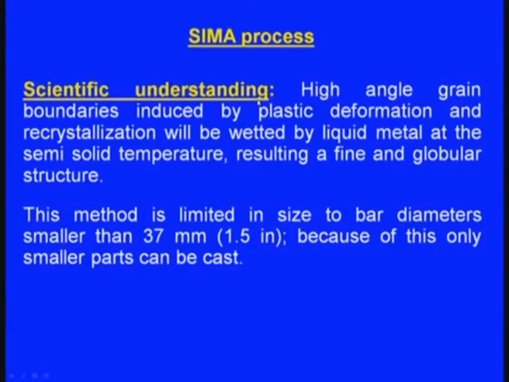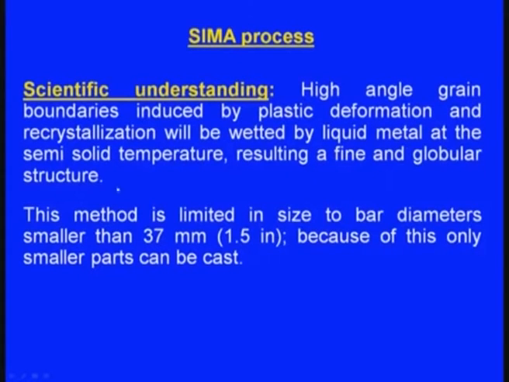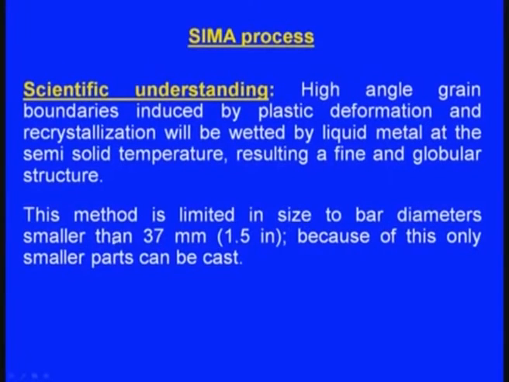Now, what is the scientific understanding? High angle grain boundaries induced by plastic deformation and recrystallization will be wetted by liquid metal at the semi solid temperature, resulting in a fine and globular structure. So, this is the scientific principle behind the CIMA process. This method is limited in size to bar diameter smaller than 37 millimeters. Because of this, only smaller parts can be cast. So, that is the limitation of this process.